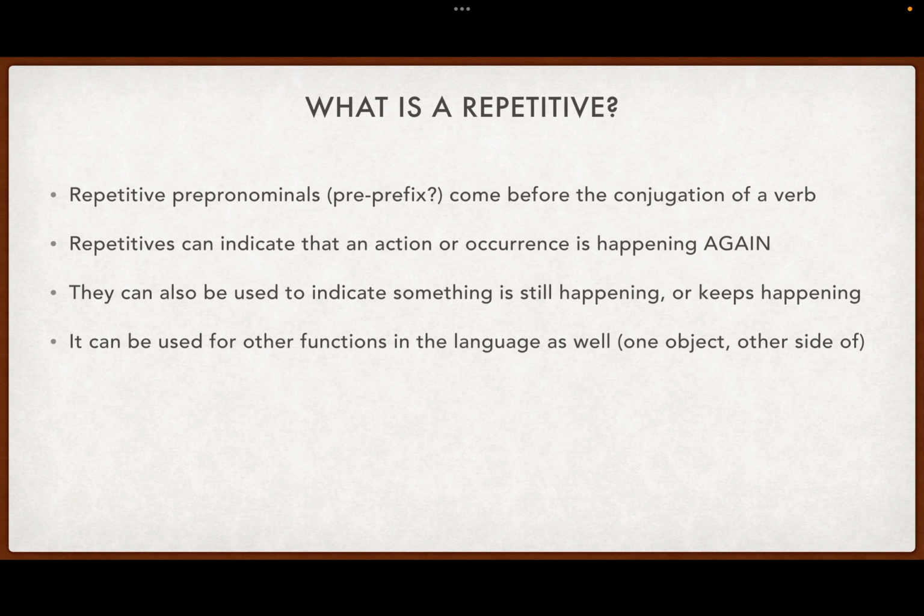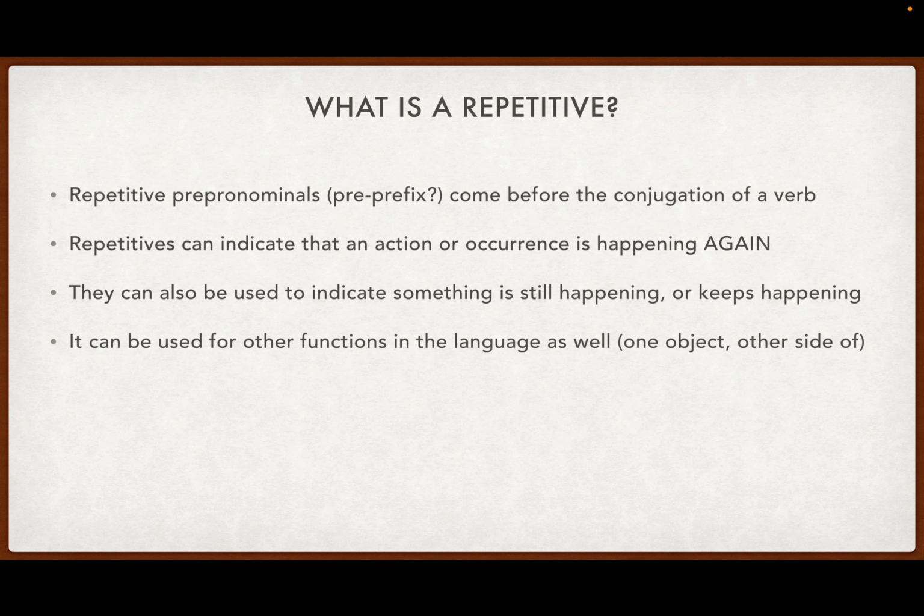So if we talk about what is a repetitive, pre-pronominals are like a prefix, I guess. They come before a conjugation. So usually somebody has to be doing the action, right? Me, you, him, them, you all. It comes before that conjugation.